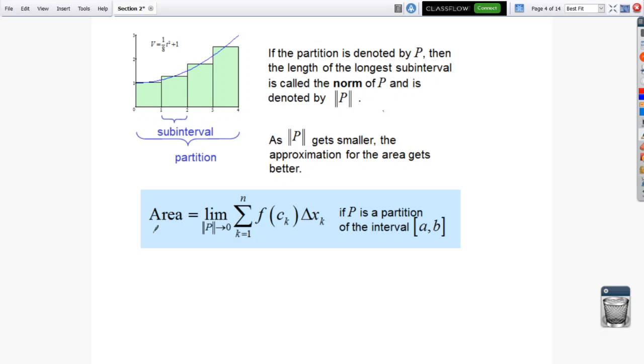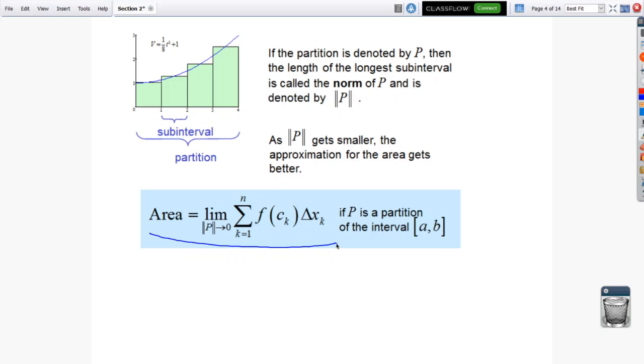Down here is how we have to write out what the area is underneath a curve. So the area is the limit as the norm of the partition approaches 0, meaning it gets as small as possible, of the summation from k equals 1 to n of f of c sub k times delta x sub k, if P is a partition of the interval from a to b. I'd recommend putting that in my notes if I were you.